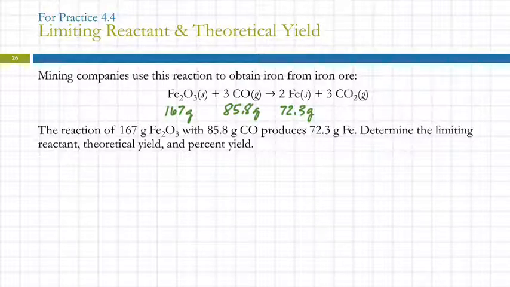There are two products there. Which one are we interested in? Why is the mining company doing this reaction? They're trying to make CO2? No, they're trying to make iron. They're trying to get iron, right? So this is the compound, this is the product we're interested in. But we have a number there.